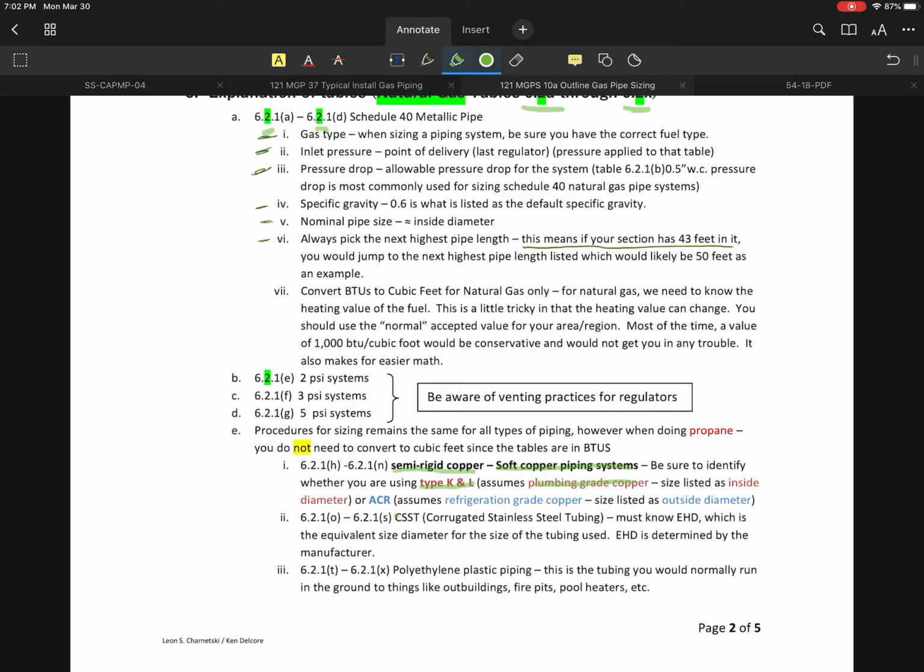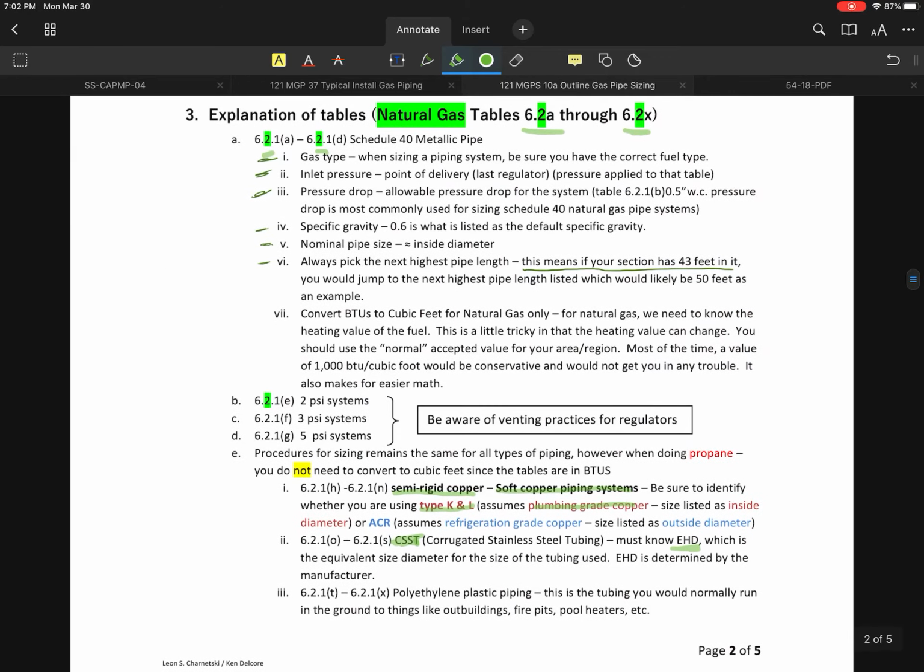I've got a couple of little descriptors in here as well. For example, there's another type of tubing that's called CSST. That's corrugated stainless steel tubing. You have to know what they call the equivalent hydraulic diameter size. That's going to be determined by that manufacturer, and they will give you that information. And then of course, the last one is the polyethylene plastic tubing, and that's usually the yellow stuff that you see run in the ground, and that's readily available for any type of underground application. It works perfect for that. I'll go through some examples with you guys on sizing those types of systems.